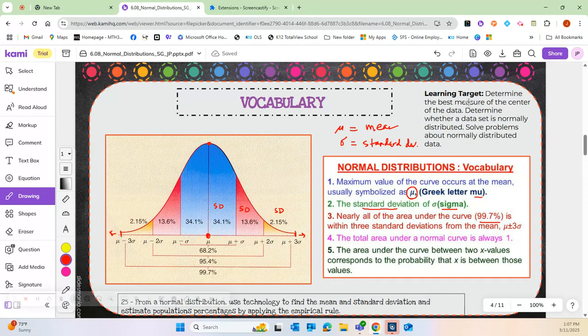Number 4 repeats what I just said. The total area under the curve is 1 or 100%. And that would be if you were looking at the whole entire curve. And number 5 says the area under the curve between two x values corresponds with the x probability. And we'll be looking at the area under the curve, and we'll be talking about that as probability.